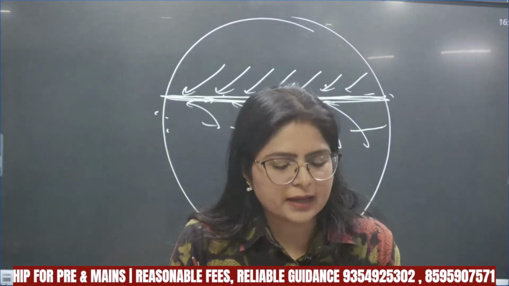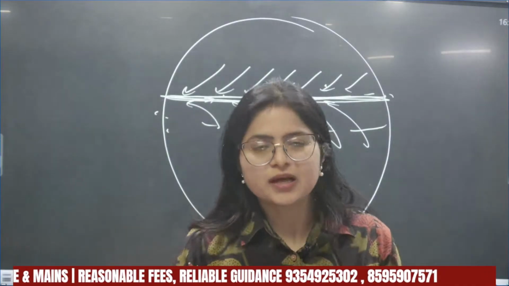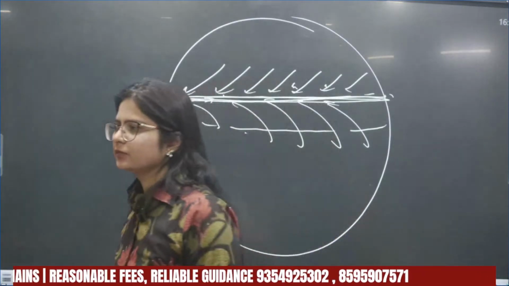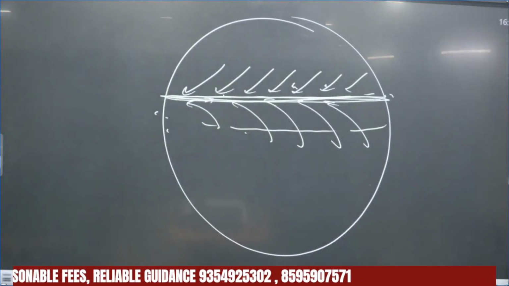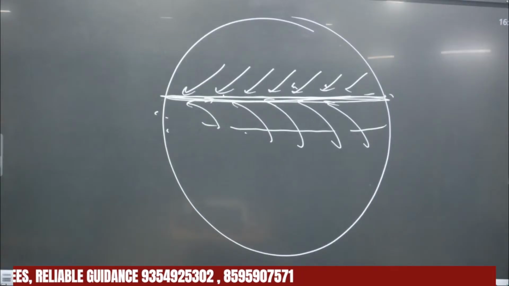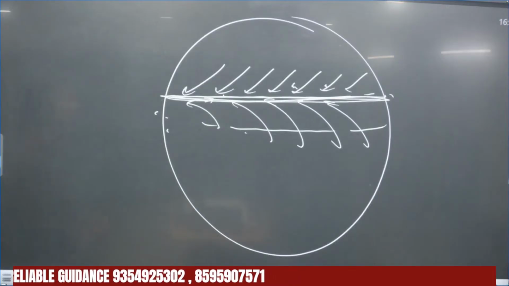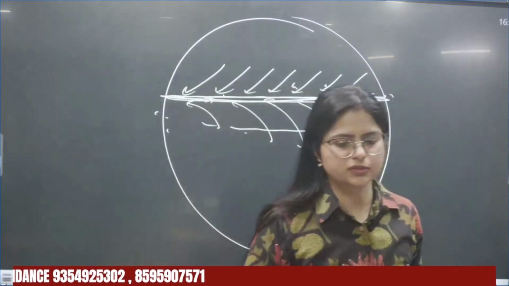Therefore, when the ITCZ is away from the equator, tropical cyclones are still formed.